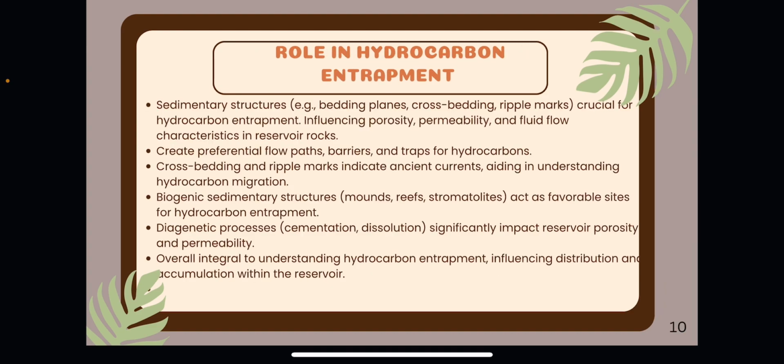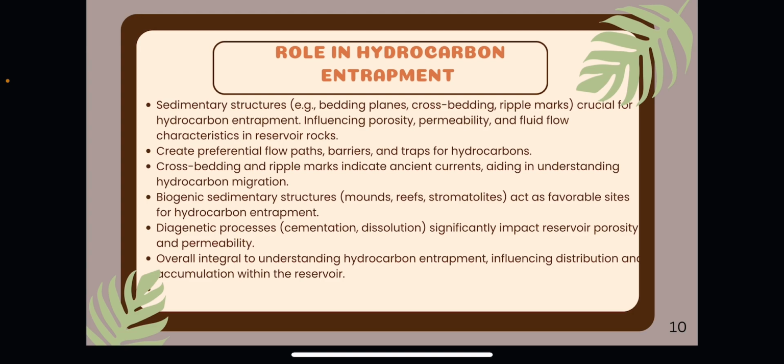Next is the role of sedimentary structures in hydrocarbon entrapment. Sedimentary structures like bedding planes, cross bedding, ripple marks are crucial for hydrocarbon entrapment, as well as biogenic activity, influencing porosity, permeability, and fluid flow characteristics in reservoir rocks. As we mentioned before, they create preferential flow paths, barriers, and traps for hydrocarbons.